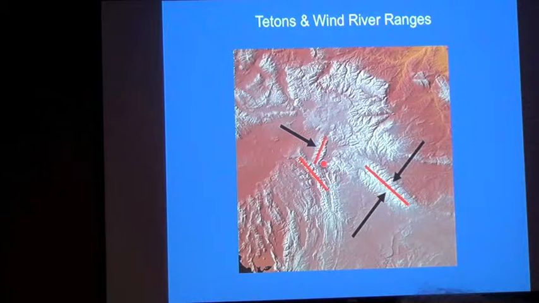Again, the Big Holes and the Snake River Range, Palisade Range, they're oriented for that southwest flow, and they do get quite a bit of snow down there. That's where we used to do a lot of our helicopter skiing, right down in here.